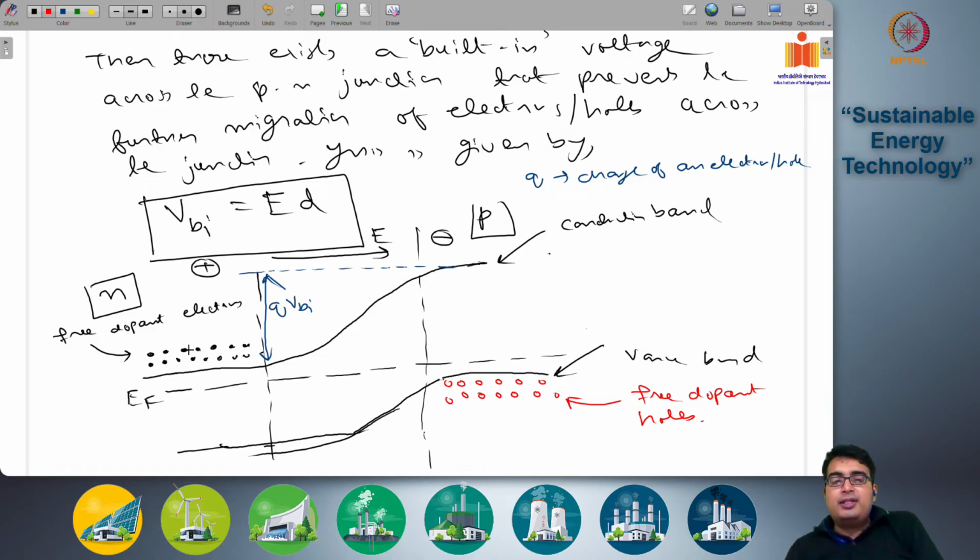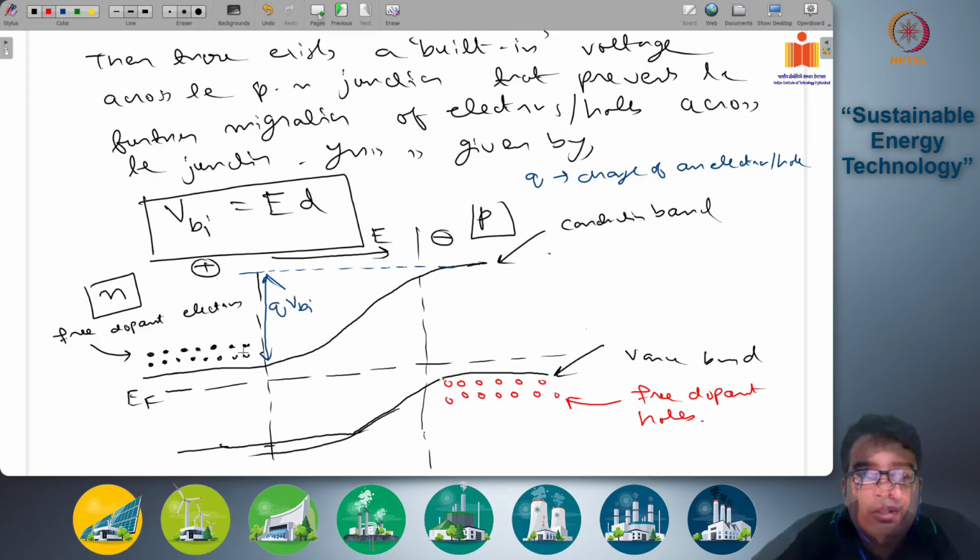You can think of electrons at this side as like pebbles who want to go to the lowest possible energy level, while holes are like bubbles which want to go to the highest possible energy level. Okay, so these bubbles cannot go down and the electrons cannot come up because of this gradient.